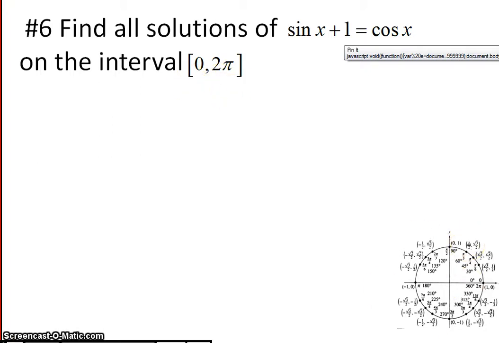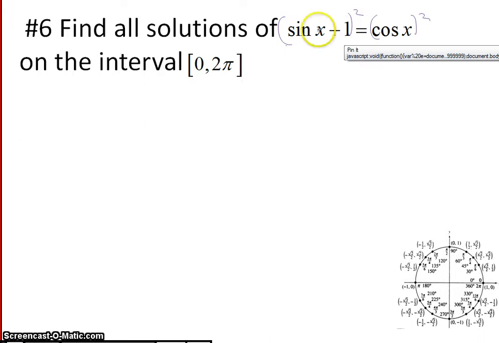For this, we see that sine of x plus 1 equals cosine of x, and we don't have any trig functions that we can factor. We can't use the Pythagorean identity. There's nothing we can do. So the trick here is we can square both sides.